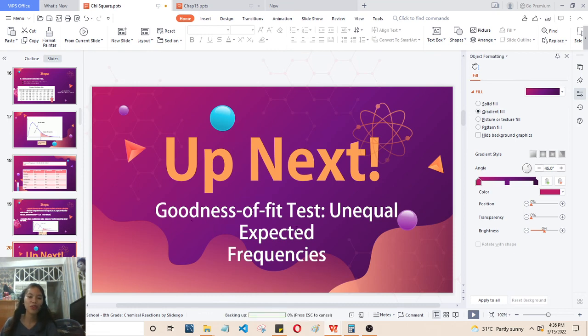Up next, we have goodness of fit test for unequal expected frequencies.